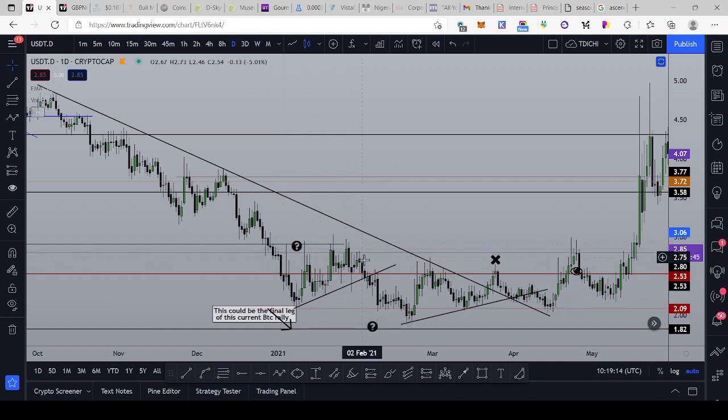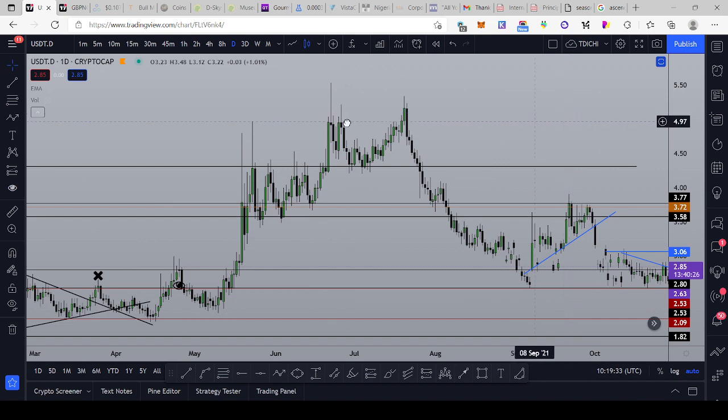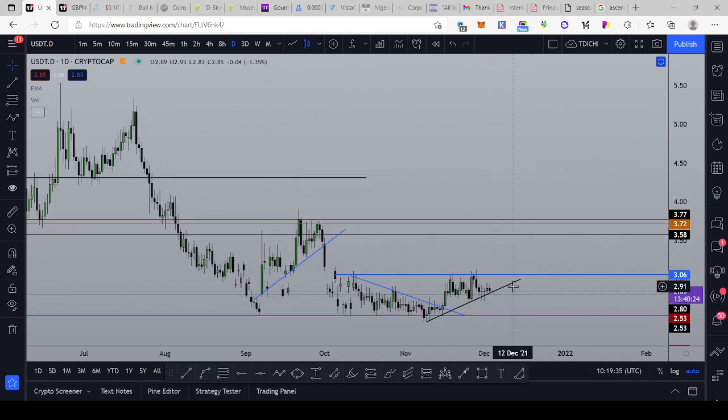Here you can see it's an ascending triangle, but it failed, right? A breakdown here before we break out. It failed right here in February. So the same thing might happen again right here, and it might fail. It's possible it fails.